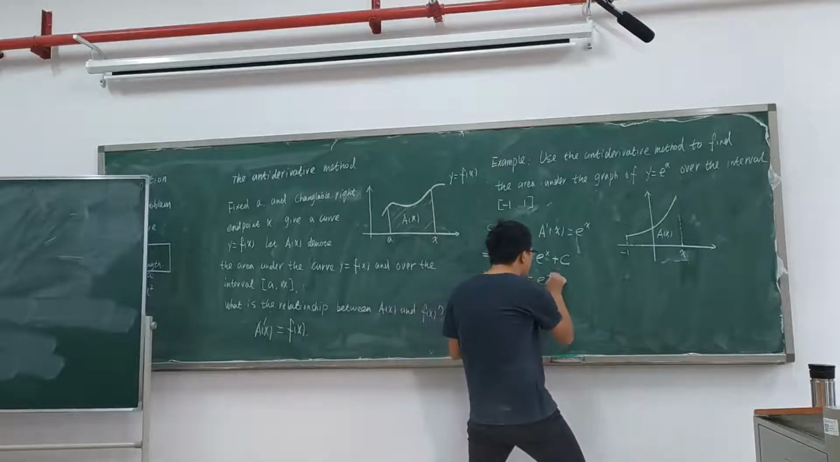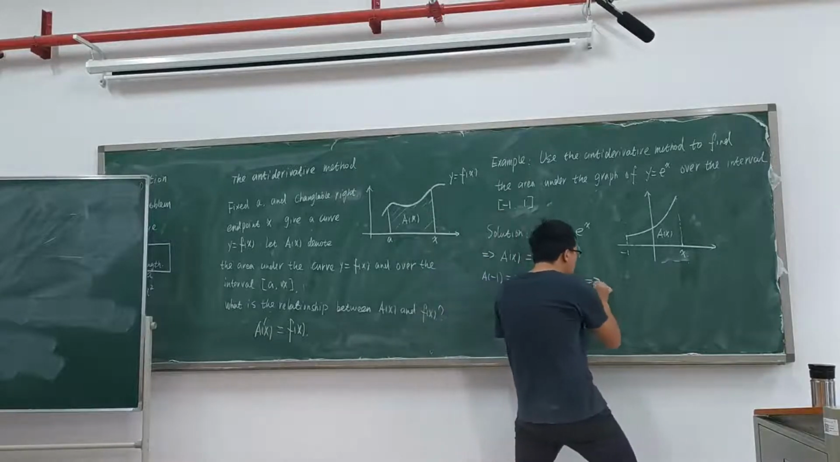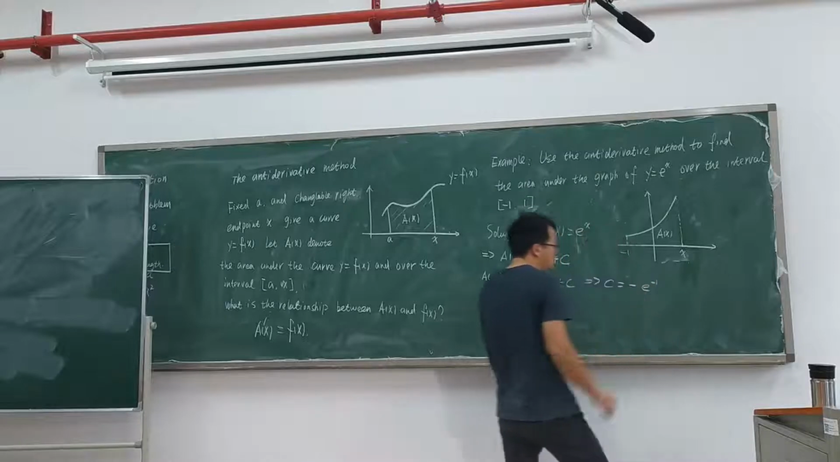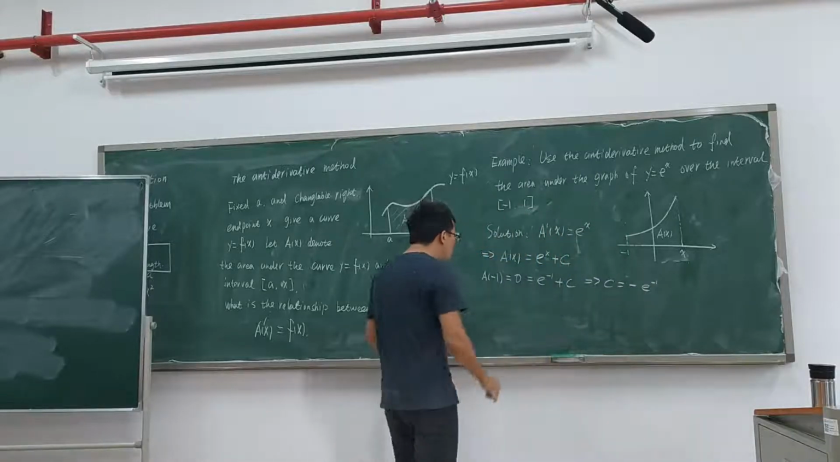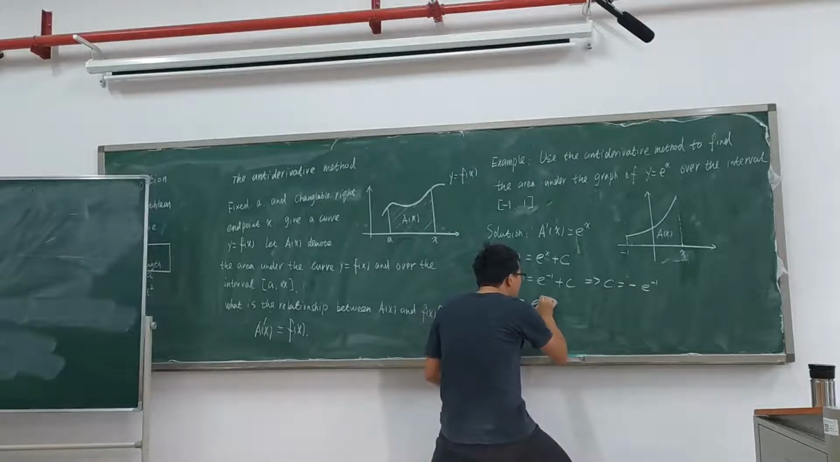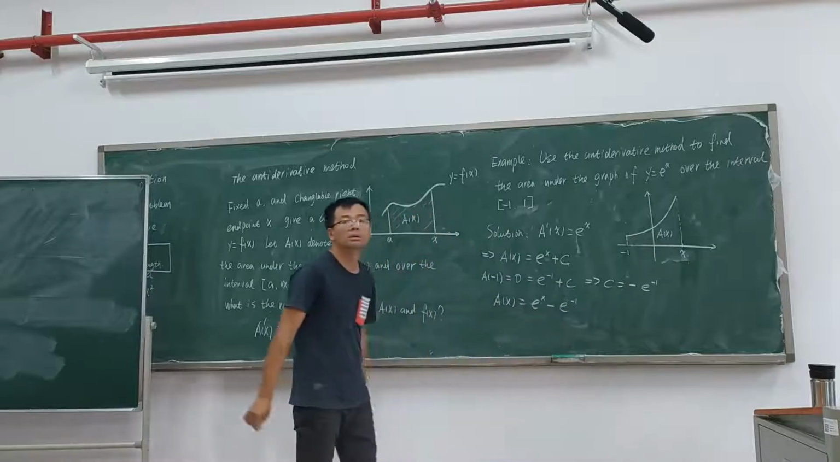A(-1) equal to e to the power -1 plus c, yeah? So from here we can see c equal to what? c equal to -e^(-1), yeah? So here A(x) equal to what? A(x) equal to e^x minus e to the power -1, yeah?